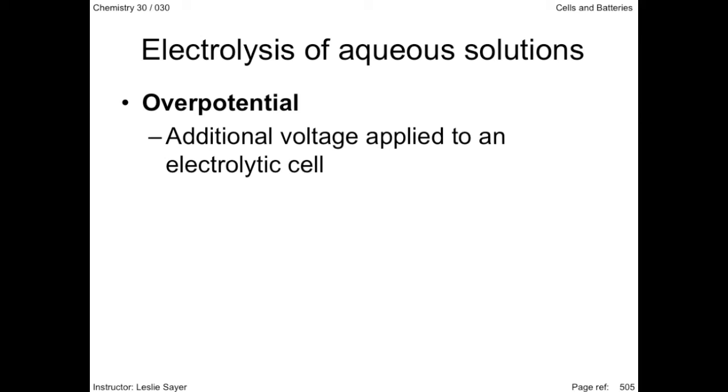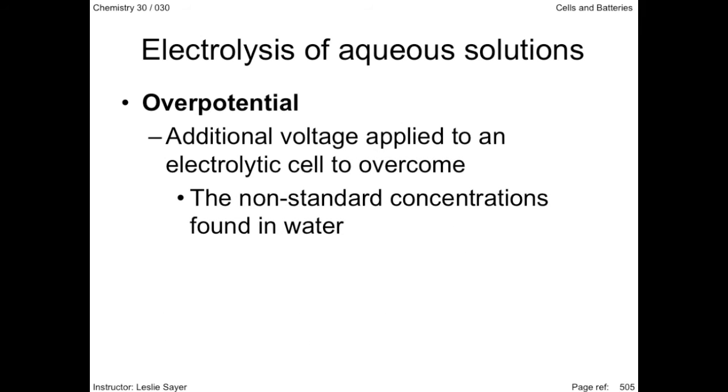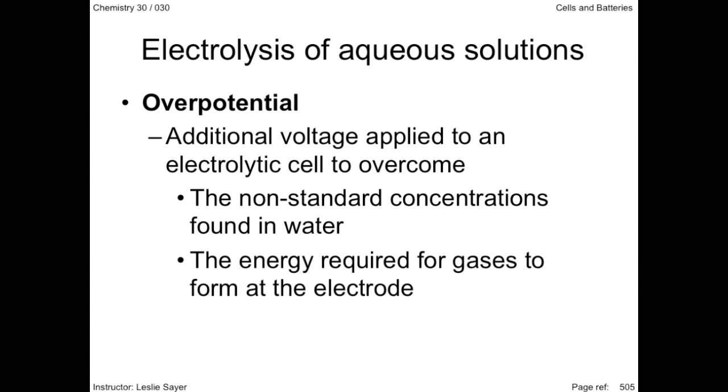The ions in the water half reactions and the water itself are not at standardized concentrations. In fact, water has a concentration of 55 moles per liter, while the hydrogen and hydroxide ion concentrations are 1.0 times 10 to the negative 7 moles per liter. And the formation of gases at the electrodes requires additional voltage. It is not a lot of voltage, about 0.6 volts. It's important to know what overpotential is or why it's applied, but I will not ask you to consider it in your calculations.